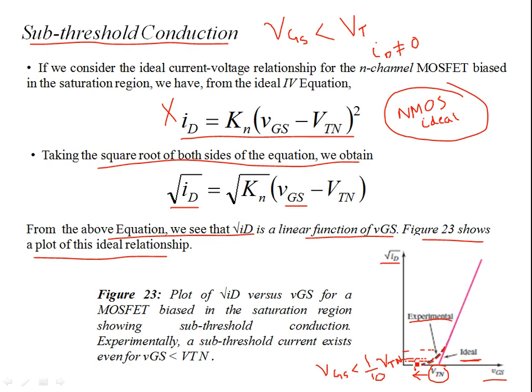So therefore, to turn off the device in actual MOSFETs, you need to have VGS biased much less than VTN. Okay, that's the story.